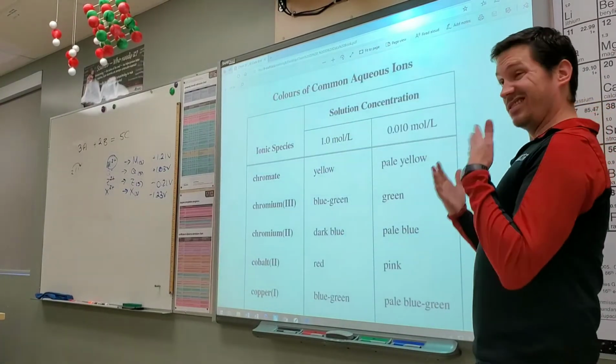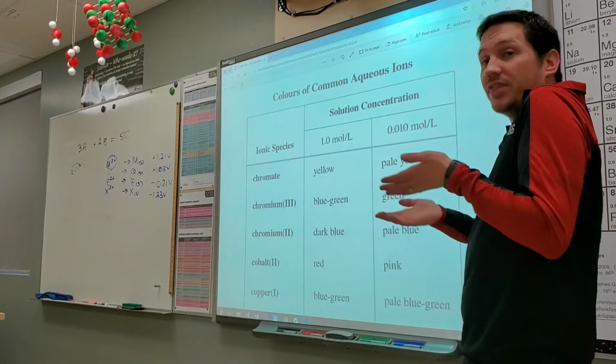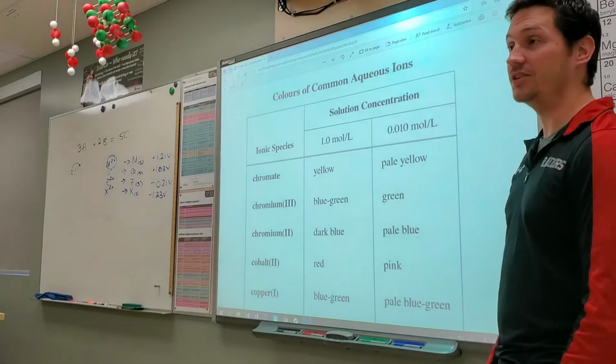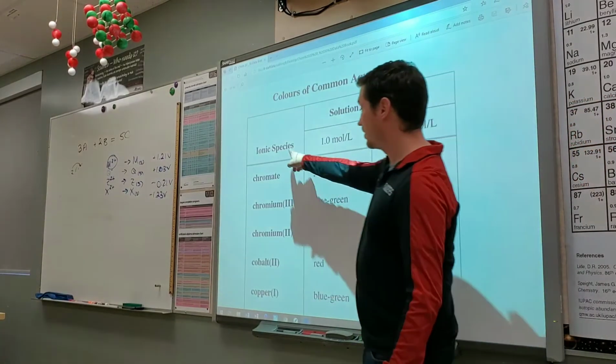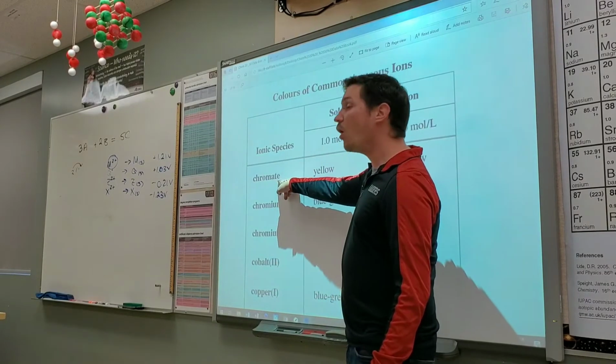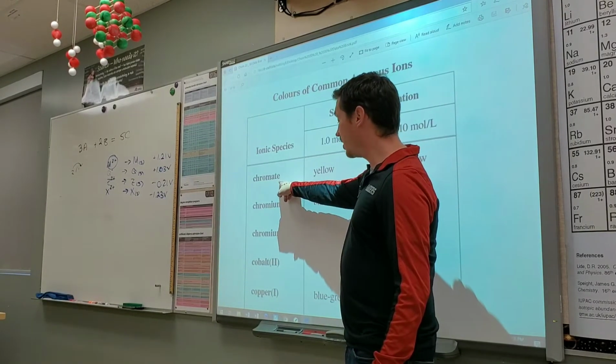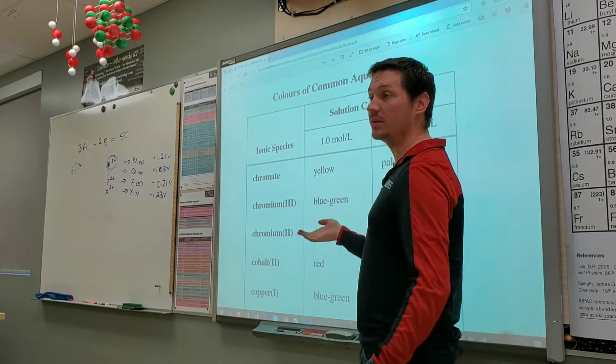So let's think about this. When I look at this table, what do you think this table is trying to tell you? The color of different ions, right? So is chromate the same color as chromium 2+? No, it's not going to be the same color.